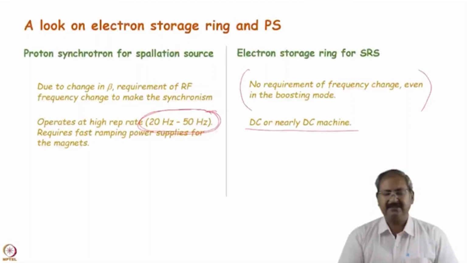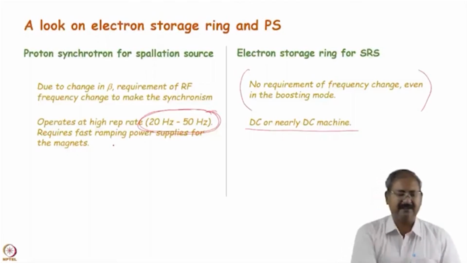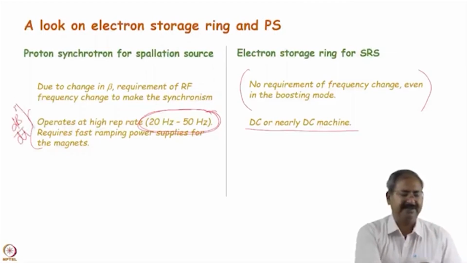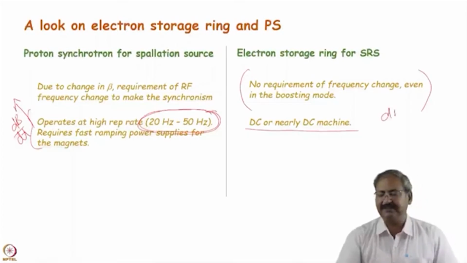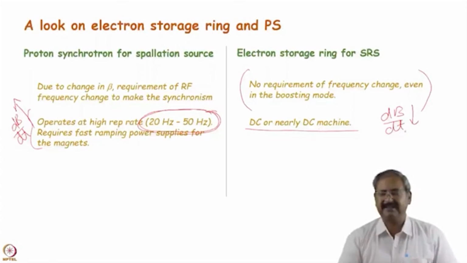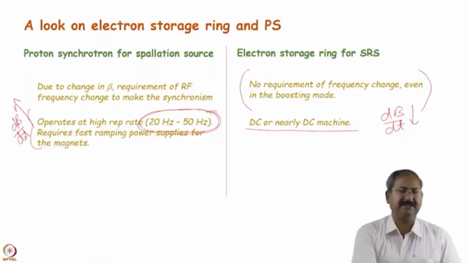So to ramp the machine, we need very slow ramping, meaning dB by dt is very slow. Here dB by dt is very high. Here dB by dt is very slow. Mostly dB by dt is 0 in the case of electron machines. However, if dB by dt is there, it is very low. Here dB by dt is very high.